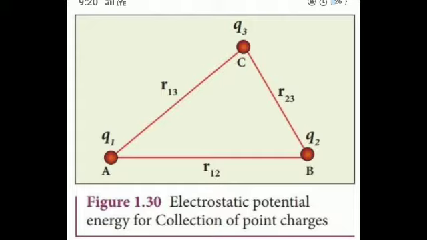Here q1, q2, q3 are point charges. r is a distance, r1 the distance between A and B. So here 3 point charges are there, and the distances are also 3. So the work done is stored as the electrostatic potential energy.